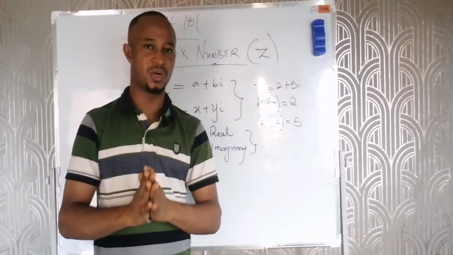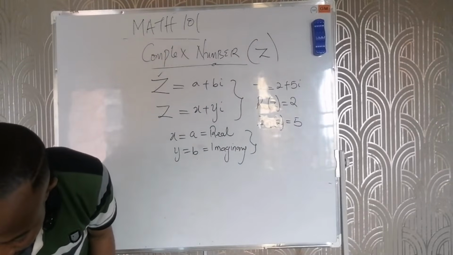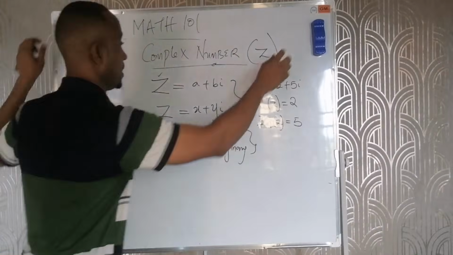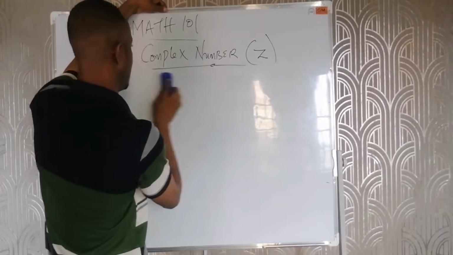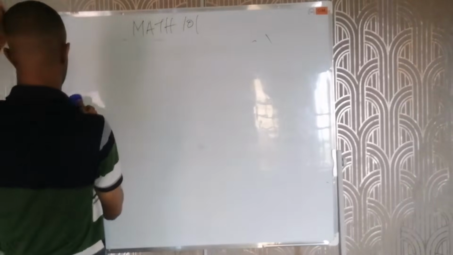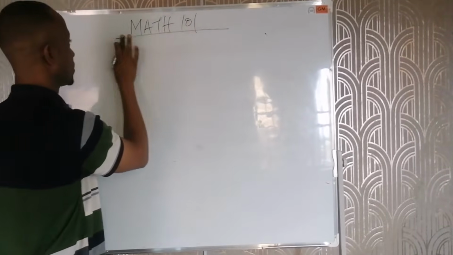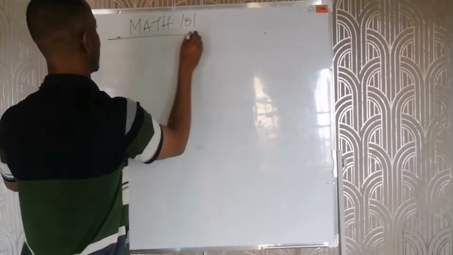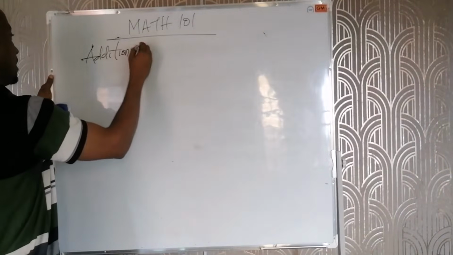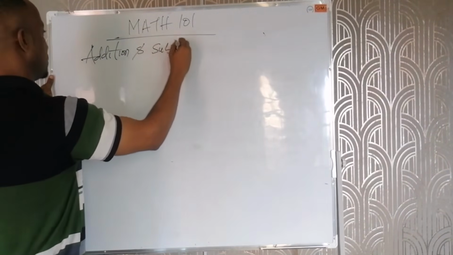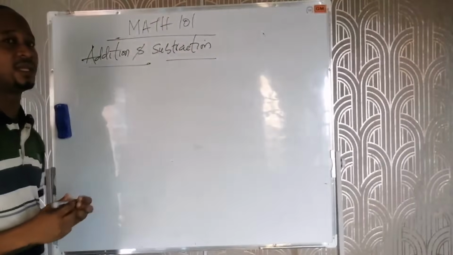Now let's look at some basic operations in complex numbers. The first basic operation I want us to look at is addition and subtraction of complex numbers. Now let's take notes.